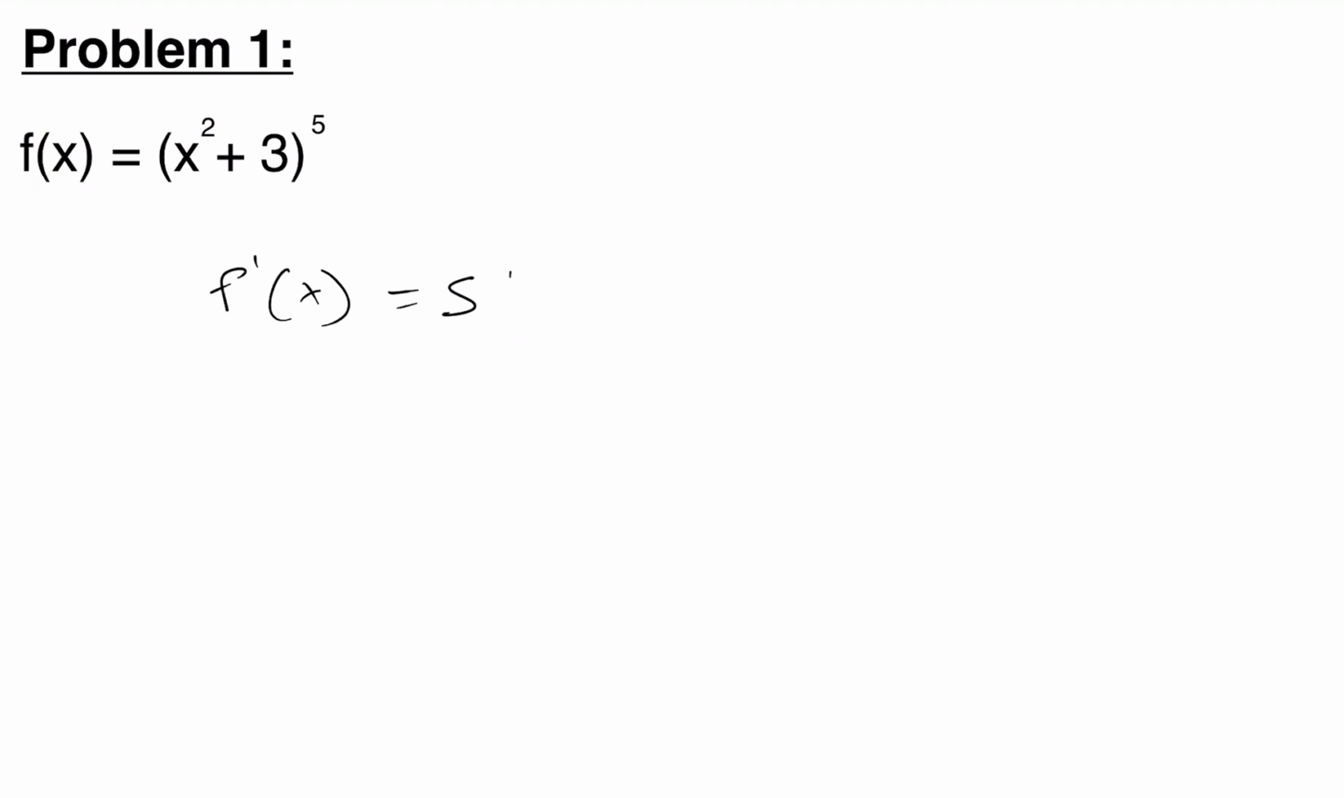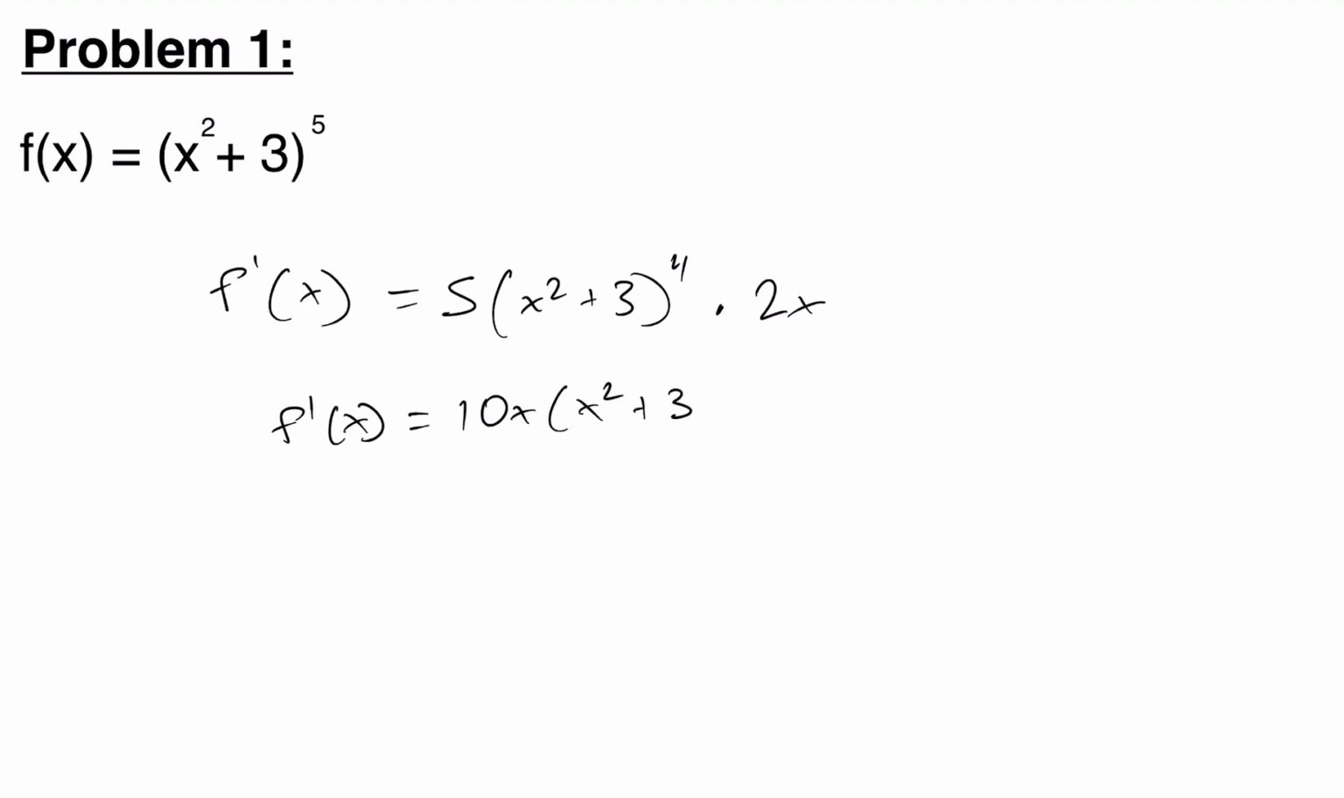5 times x squared plus 3, and then 5 minus 1 is 4, the power rule, all times the derivative of the inside. Now the derivative of x squared plus 3 is simply 2x. And then we can simplify this. We can multiply the 5 and the 2x together. So the derivative is equal to 10x times x squared plus 3 to the power of 4.